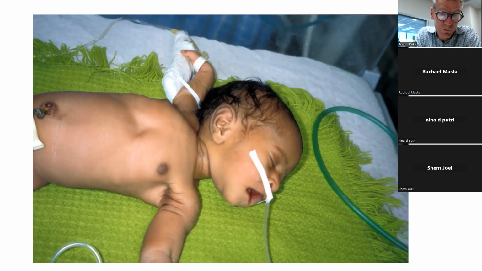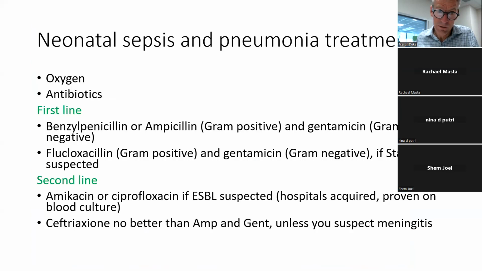Some of you have seen these before. This is clearly a baby who's got severe chest indrawing. And of course, it could be, like I said, many things. It could be hyaline membrane disease. It could be some congenital lung problem or some airway problem. But a baby who had a temperature of 38 plus and that degree of severe chest indrawing clearly is likely to have pneumonia and should be treated as such until proven otherwise.